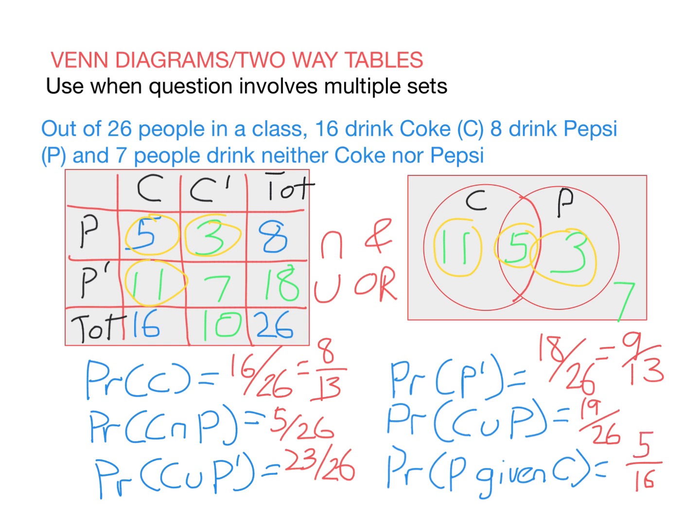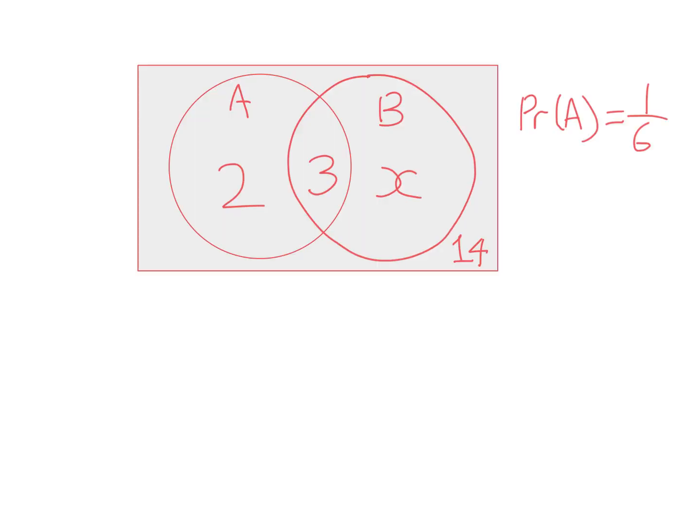All right, let's look now at a harder Venn diagram question. Here we're given a Venn diagram. We're told the probability of A is 1 over 6, and we will now find X. The probability of A is everything in A. Now, a lot of people say, oh, there's just 2 in A. No, there's not. There's actually these 2 you need to add together. So there are 5 in A.